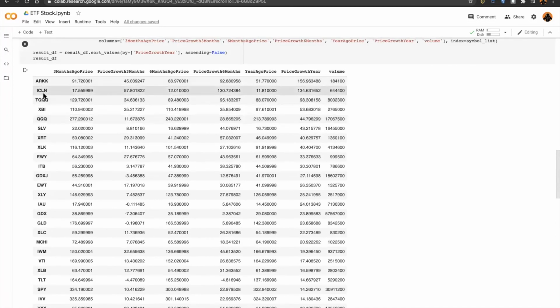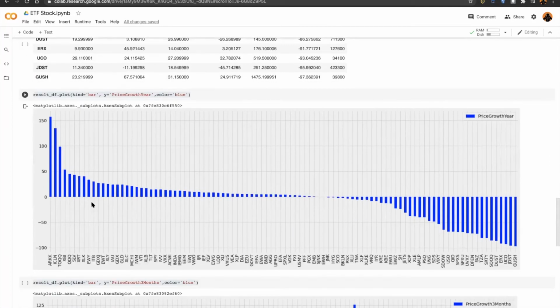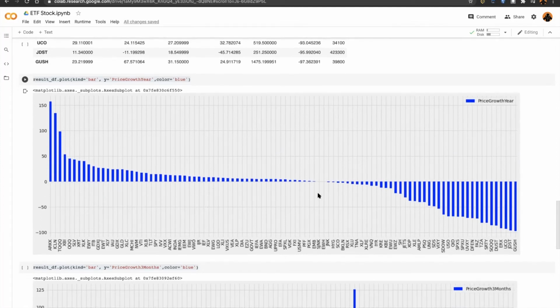Now I just introduced the top 10. The number one is this ARKK. ARKK is actually growing a lot this year, up over 150% yearly. So this is huge, even compared to all of these 100 ETFs. These three are growing a lot: ARKK, ICLN, the clean energy one, and TQQQ.